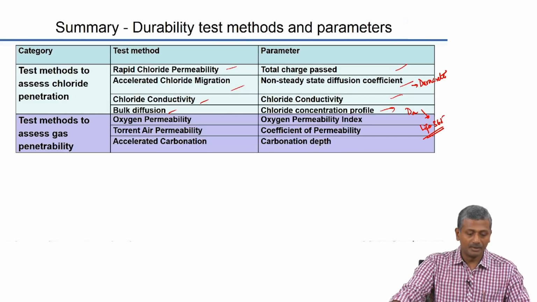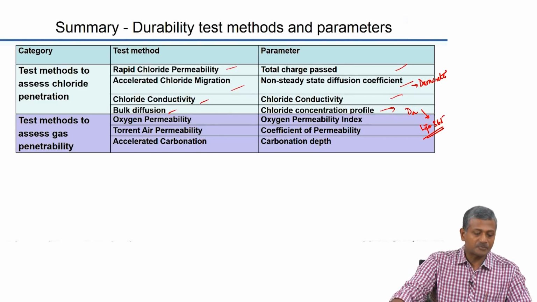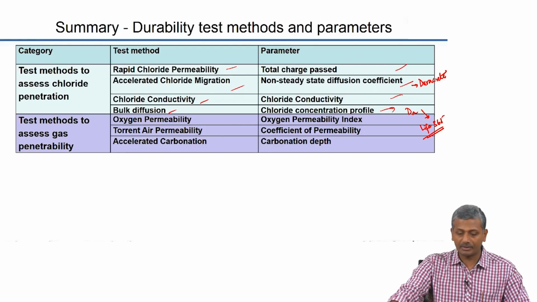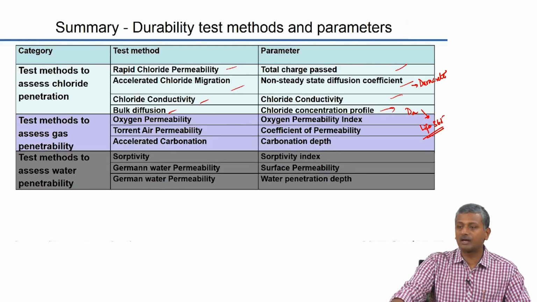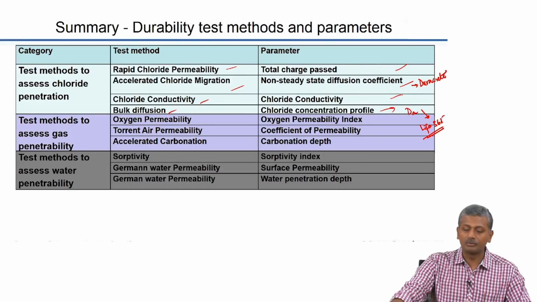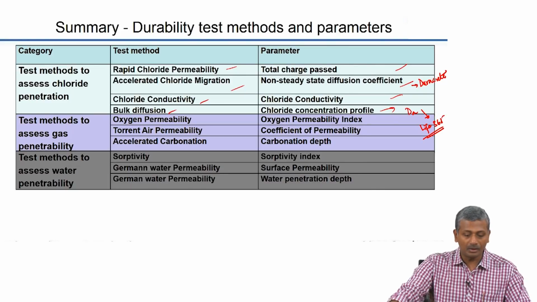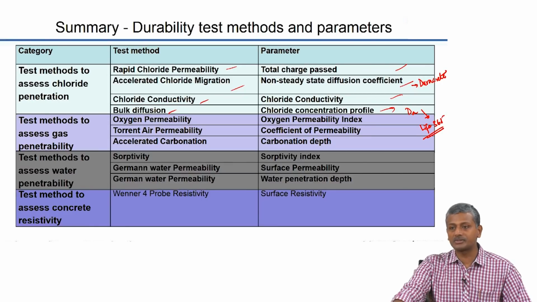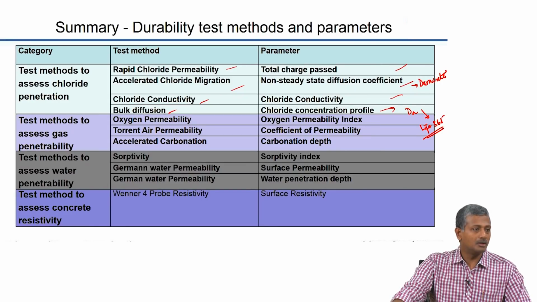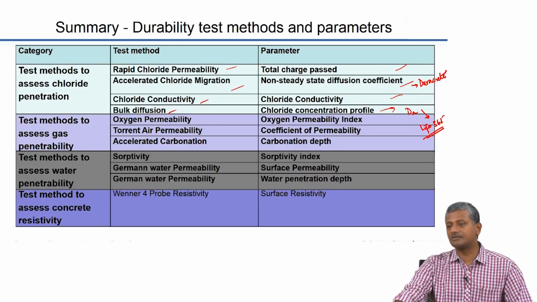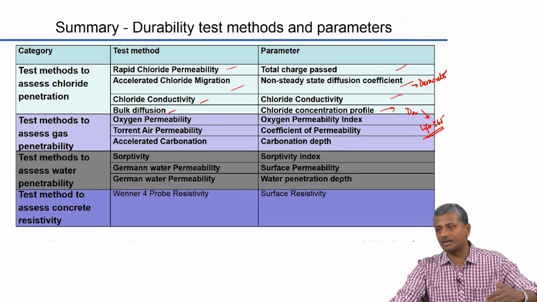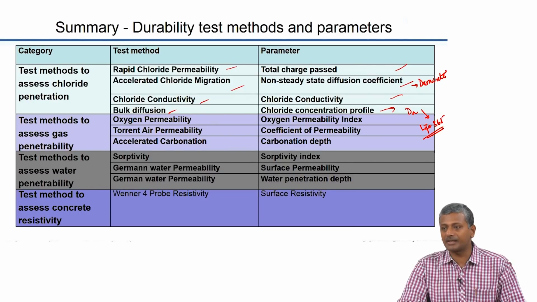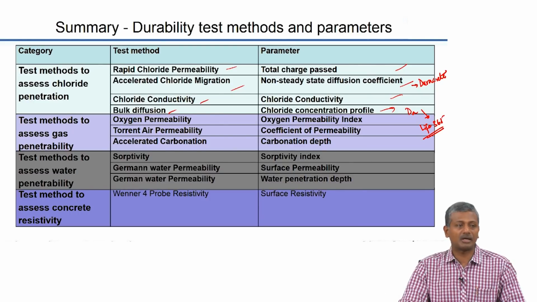into the prediction of service life. Now, added to this you have gas penetrability measurements using oxygen permeability, air permeability or accelerated carbonation, and then you also have water permeability tests that look at sorptivity or surface permeability or penetration depth of the water itself. And then there is an indirect method that measures the concrete resistivity directly, that is called the concrete resistivity method. Resistivity is not really giving you an indication of any of these three characteristics, it is a combination of all the factors. It basically reflects the interconnectivity of the porosity that you have in your system.